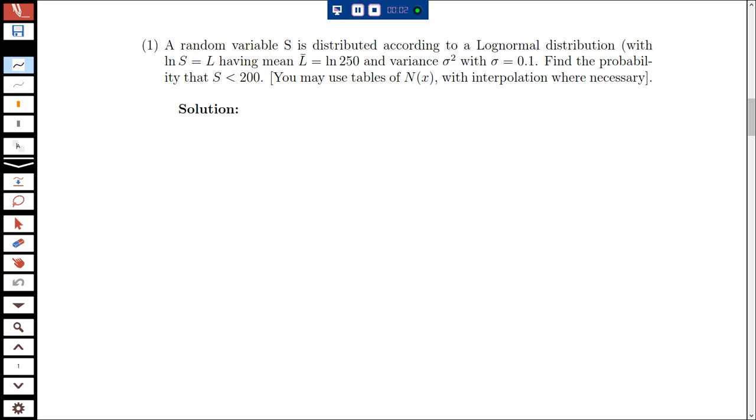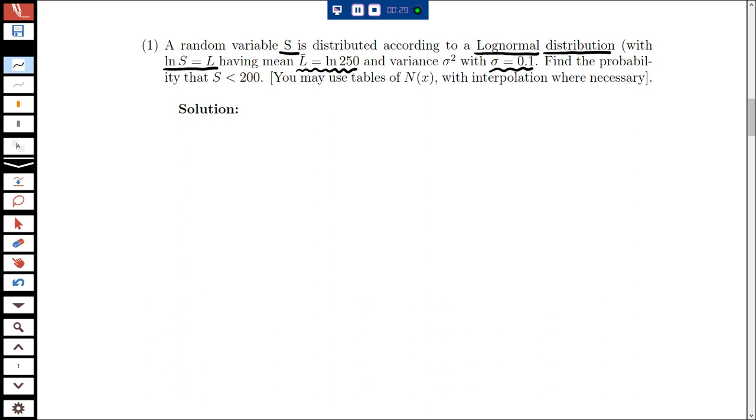Hi everyone, let's take a look at tutorial 9 question 1. A random variable S is distributed according to a log normal distribution, and we're given that L is log of S, and we're also given the mean and the standard deviation.